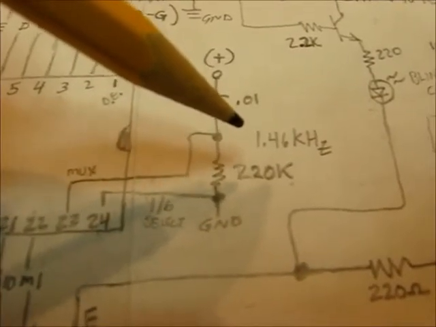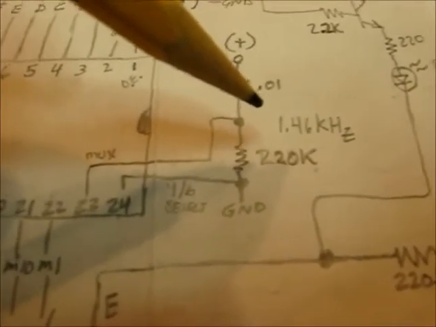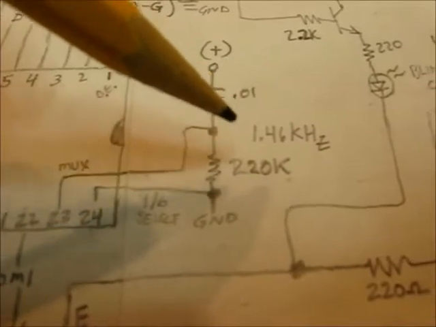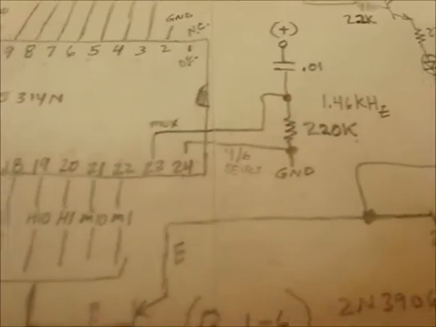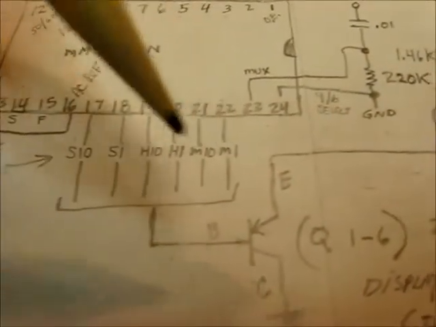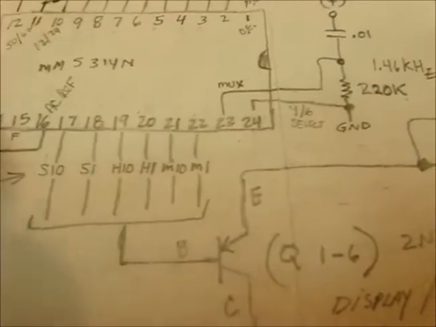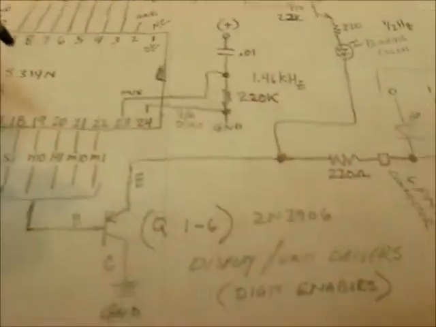It was pretty high, so most of the clocks I work on are 800 to 1500 kilohertz in the frequency range. That's the scan rate between the 6 digits, which is controlled by these 6 transistors down here. So seconds through hours, sequentially scans. And that's how that works.